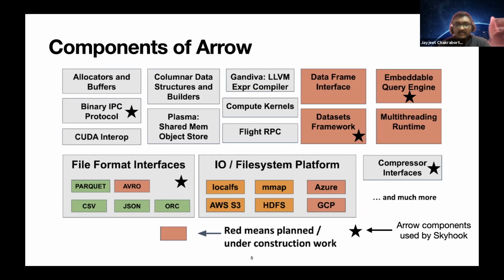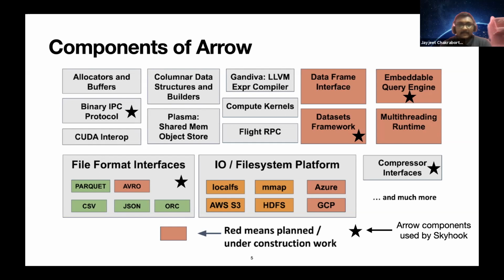The star marked parts of Arrow are the ones we use for Skyhook. We use the binary IPC protocol for transferring data from the server to the client. We use the dataset framework to expose our implementation to the users. We use the embeddable query engine to apply expressions and projections, and the file format and compressor interfaces combined to be able to read different files with different formats.